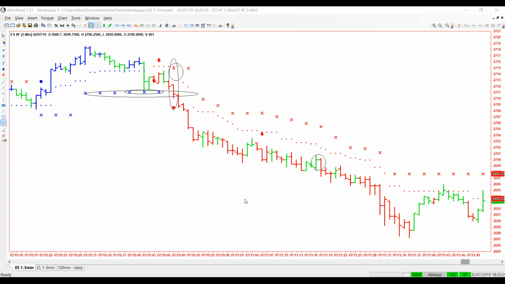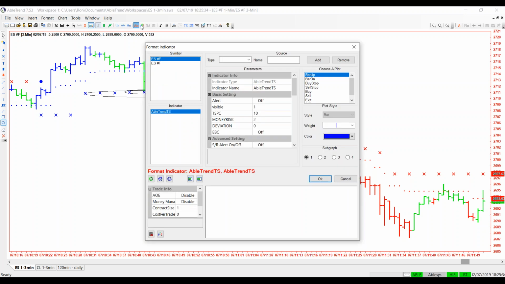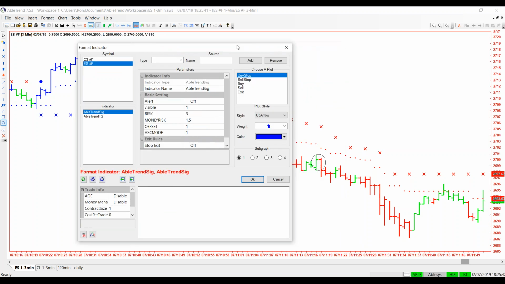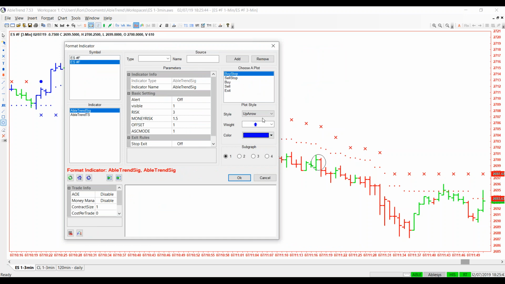Michael's saying the small arrows, how do you change that? Same thing, Michael, go to format symbol. I click on the little red AN. It's the same thing. And where you have the trend sig, what I did was I made the buy stop an up arrow and the sell stop a down arrow. I believe you have X's. So instead of using, like you have it here, it says cross, just change it to down arrow for the sell stop, and up arrow for the buy stop. I mean, that's just how I do it.